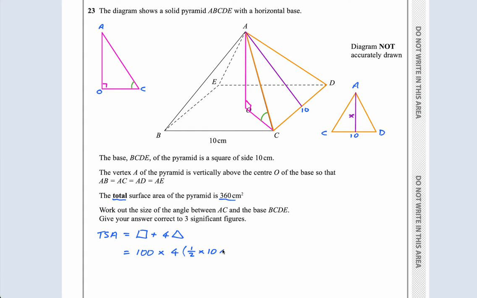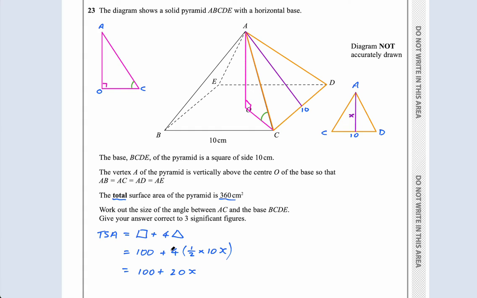So let's actually just call it 10x. Now just be very careful with the multiplication signs. And this is equal to 100, sorry, it's plus, that's a big mistake, plus 4 times that. So 100 plus 4 times this, so that would be 100 plus, a half of 10 is 5, 5 times 4 is 20, so it's 20x.